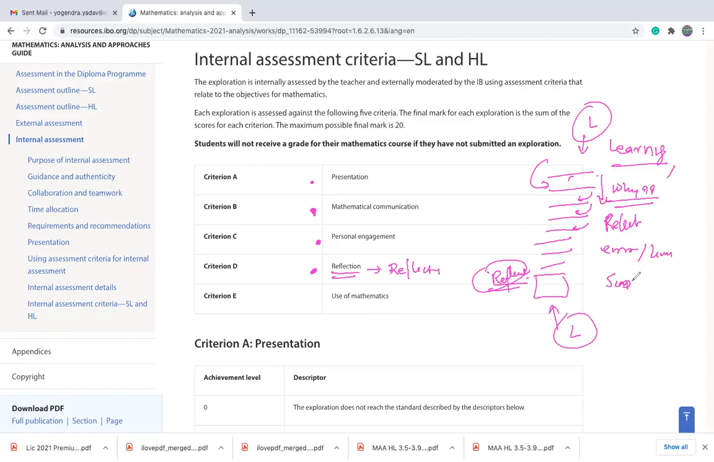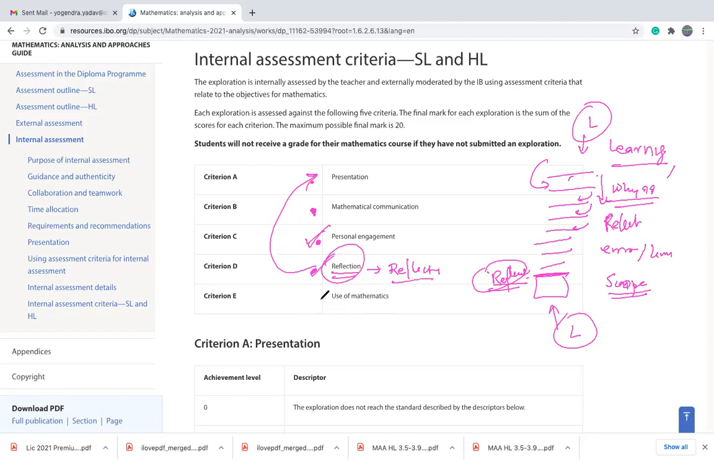How does your work find scope in different areas? So what we understand is that reflection is also one of the driving factors, and it creates interest for the reader in criteria A as well. Remember that reflection shouldn't be just towards the end; it should be throughout the exploration.